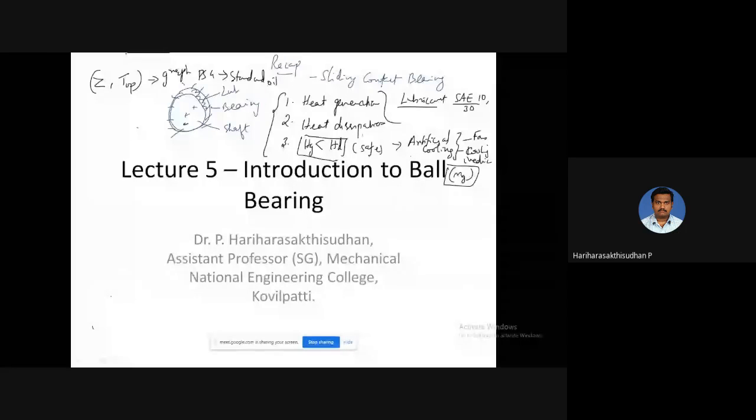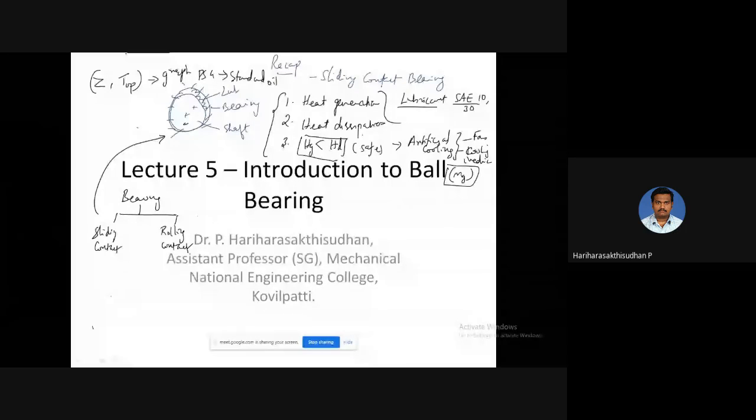But here in today's class, we are going to look into a different type of bearing, that is the anti-friction bearing or rolling contact bearing. Generally, we classify bearings into two categories. One is sliding contact, the other one is rolling contact. How is it called sliding contact? This is sliding contact because the surface of your shaft is sliding against the surface of your bearing.